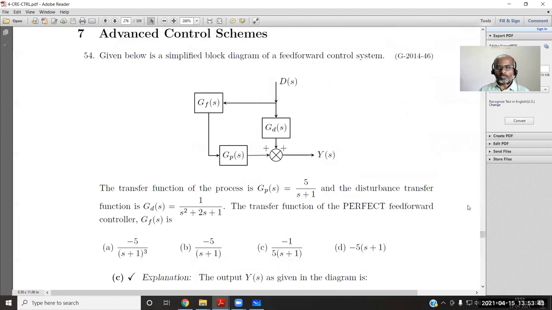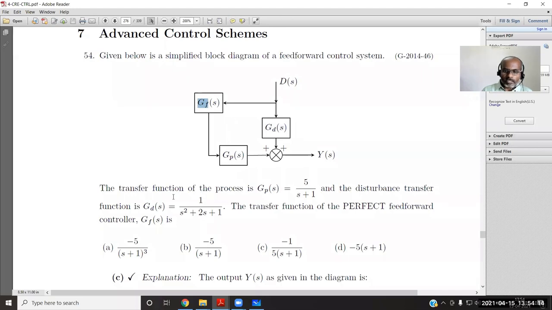Fine. So we have a process and a disturbance. The process transfer function is available and the disturbance transfer function is available. So the disturbance variable is entering, and we are calculating this GF, which is the feed forward transfer function. That output will actually act on the final control element.